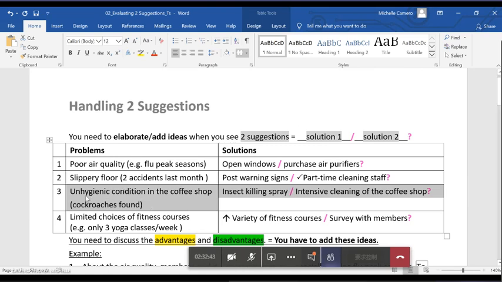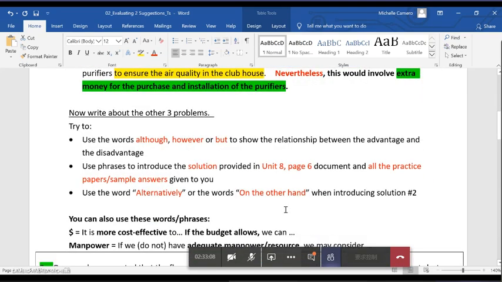So here we go. Problem 3 is unhygienic condition in the coffee shop. More information about that is cockroaches found. There are 2 possible solutions to fix this problem. We've got insect killing spray or intensive cleaning of the coffee shop. Those are our 2 solutions. Notice here, they did not give us a verb. They didn't give us a verb here or here. So let's see which verbs they used with these 2 solutions.